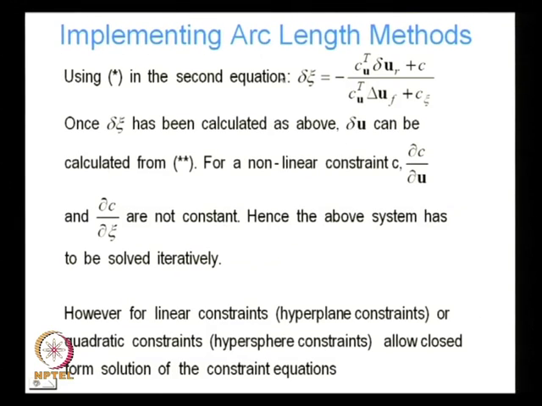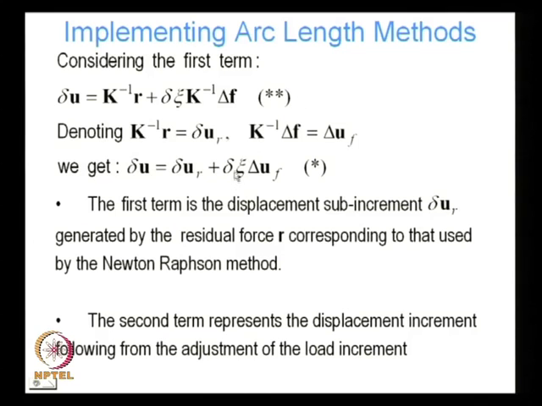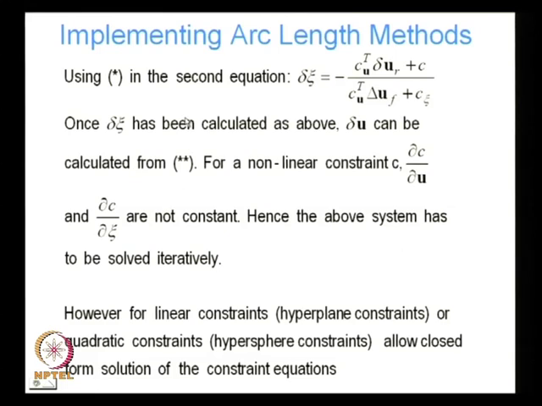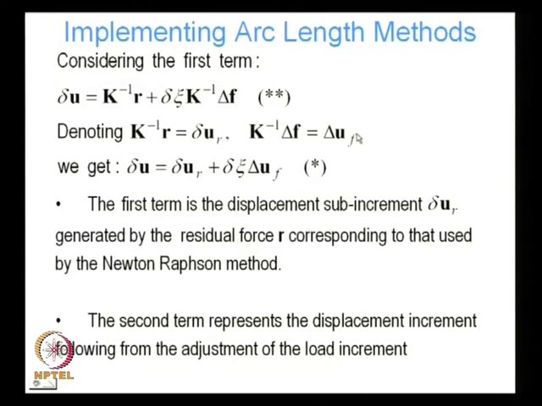So, using star in the second equation, I solve for delta xi like this. And once I have calculated delta xi, I again substitute that in this equation, I get my delta u. So, once delta xi has been calculated as above, delta u can be calculated from my previous equation, which was this.